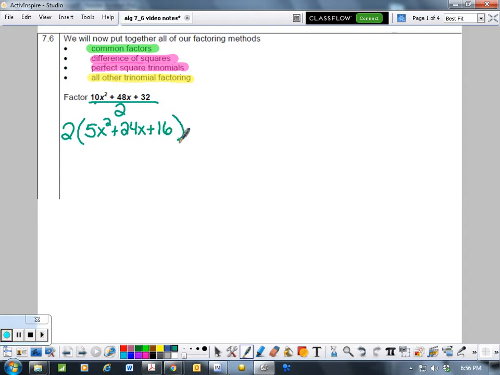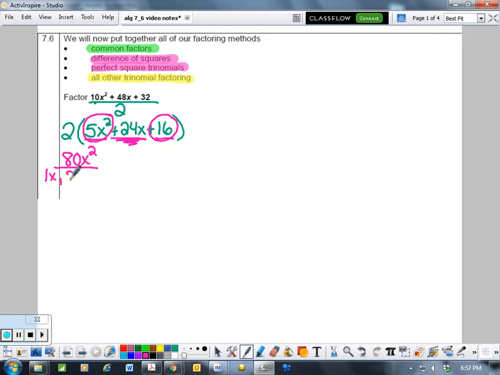And now I use my normal factoring methods because I know that this is not a perfect square, even though this is. So neither of my squares patterns will work. So now I just go to my normal factoring. I multiply these two: 5 times 16 gives me 80x squared. I'm going to try and find all the things that multiply to be 80 and add to be a positive number. So that's what I'm going to go for.